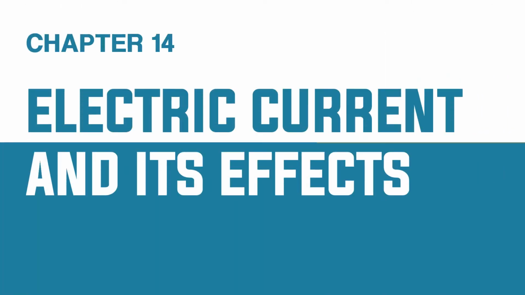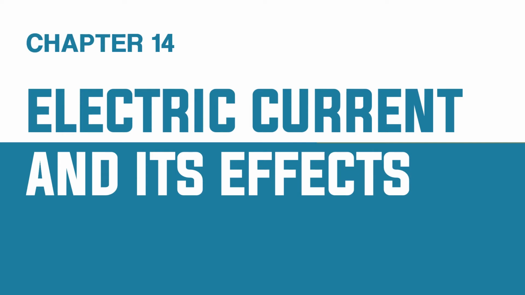Chapter 14, Electric Current and its Effects. In the last class we studied the symbols of electric components. We studied the symbol for an electric bulb, the symbol for a switch in on position and off position, battery, wire, electric cell, like that. And we learned some electric circuits in off position and on position by using these symbols.